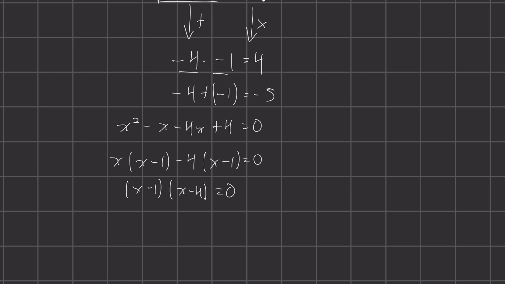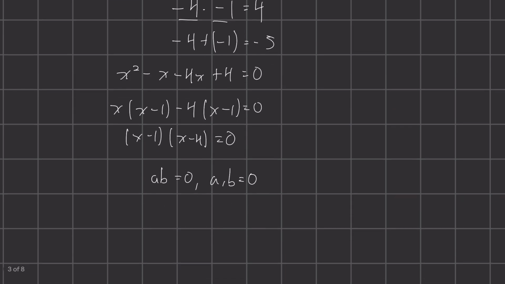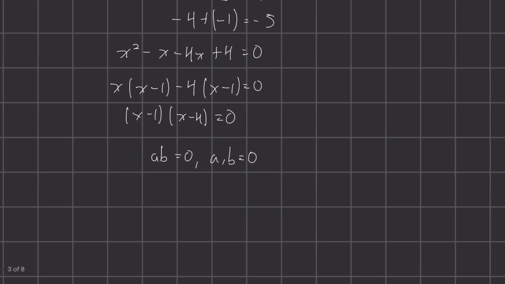Now at this point, you have to recall one property, and that's known as the zero product property. If you have two numbers, a times b, and that's equal to 0, then that means a or b is equal to 0. Knowing that, we can split this into two different cases. So we know that x minus 1 is going to be equal to 0, and x minus 4 is going to be equal to 0.